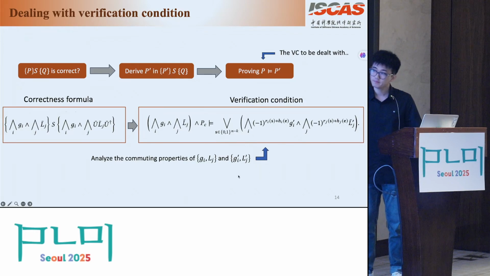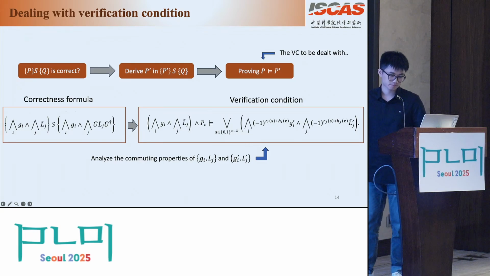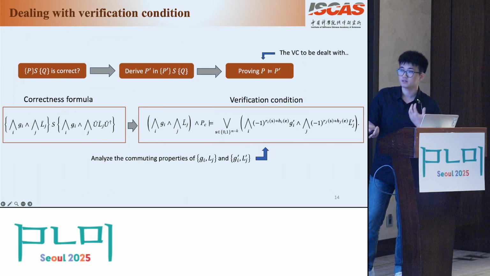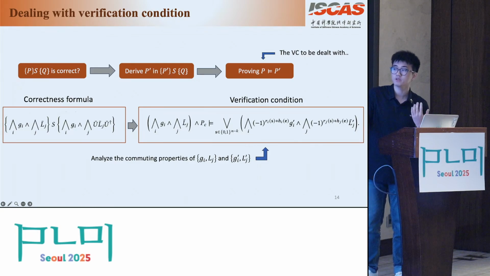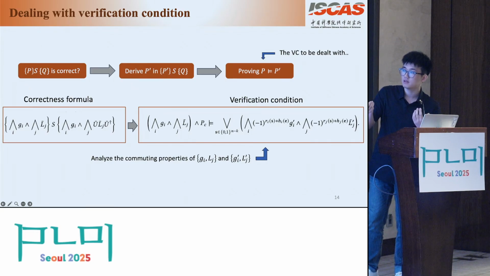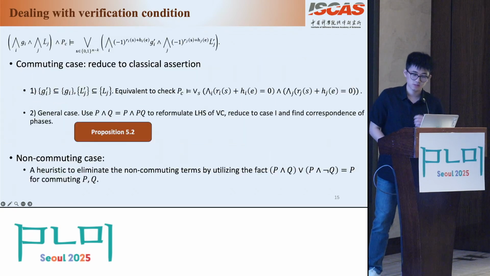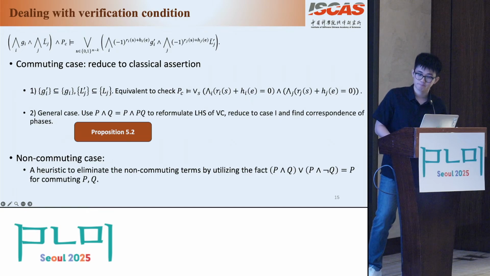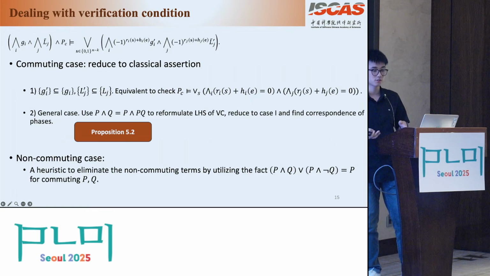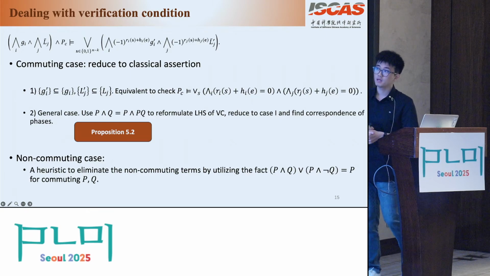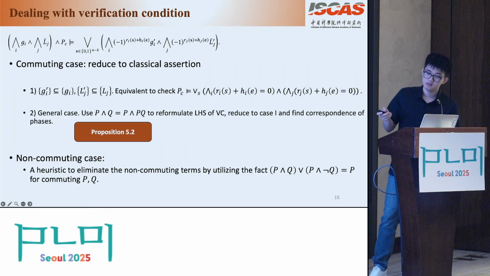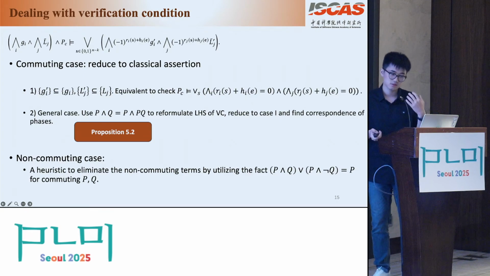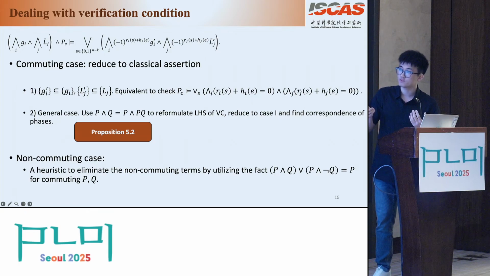So to simplify the verification condition and determine whether it is correct, we have to analyze the commuting properties of the stabilizer generators and the logical operators g_i and l_j, and g_i' and l_j'. So let's do a case analysis. First, we deal with the case where all of the Pauli expressions commute with each other. In this case, the classical-quantum verification condition can be directly reduced to a classical assertion, which can be solved by an SMT solver. If all the operators on the right-hand side are included in the left-hand side, then the assertions are quite simple, just shaped like this.